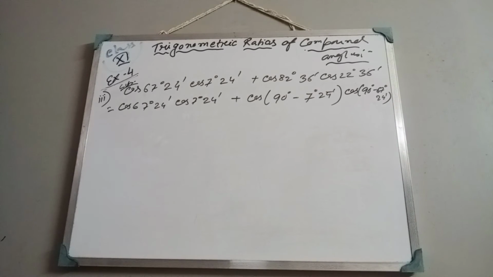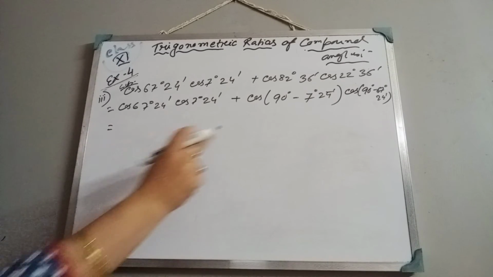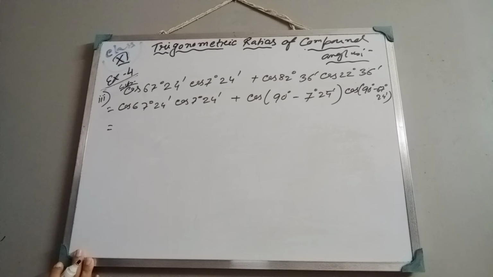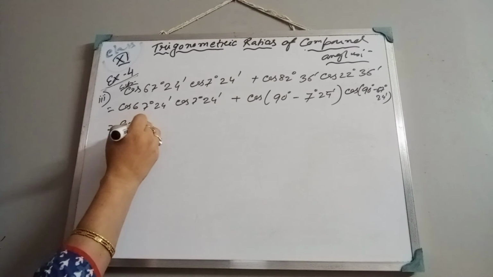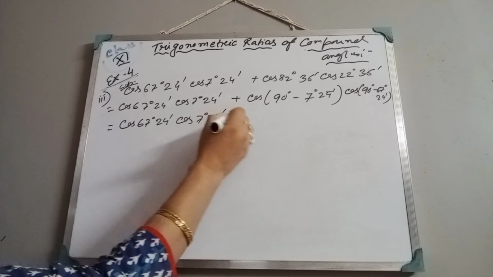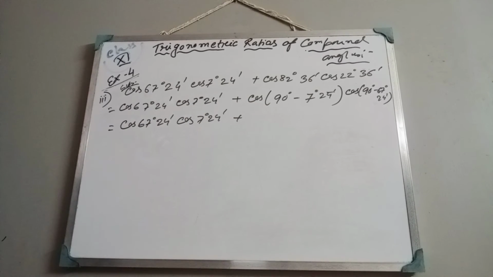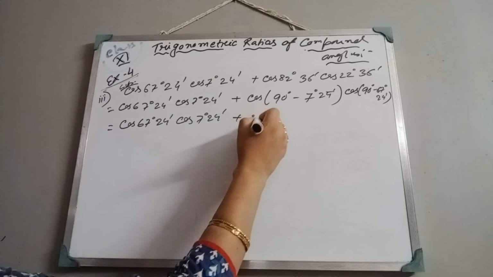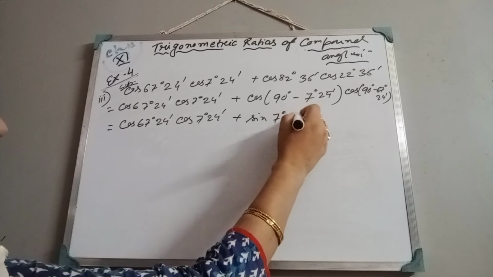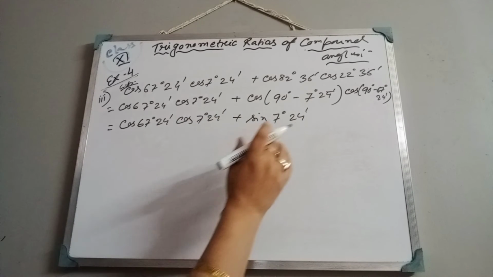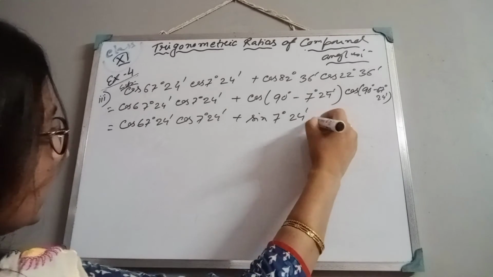Now what we will get? Cos of 90 minus theta is equal to sine theta. So we write cos 67 degree 24 minute, cos 7 degree 24 minute, plus cos 90 minus theta means sine theta, so it is coming sine 7 degree 24 minute. And cos 90 minus theta is again sine theta, so sine 67 degree 24 minute.